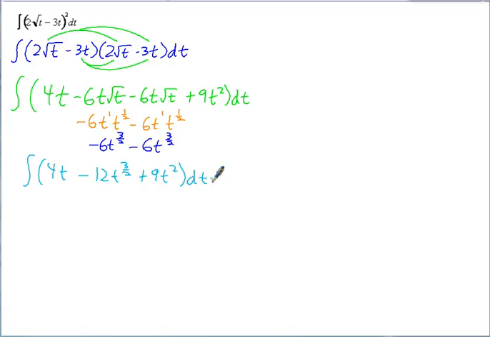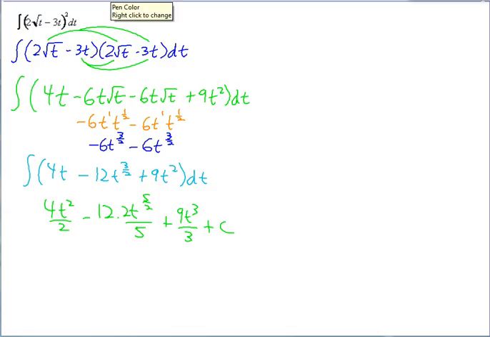All right, now let's go ahead and integrate each one of these. So integrate 4t, 4 stays there, you get t squared over 2, minus 12 stays there, you get t when you add 1 to that. Adding 2/2 gives you 5/2, times the reciprocal 2/5, instead of divided by 5/2, plus 9t cubed over 3, plus C.